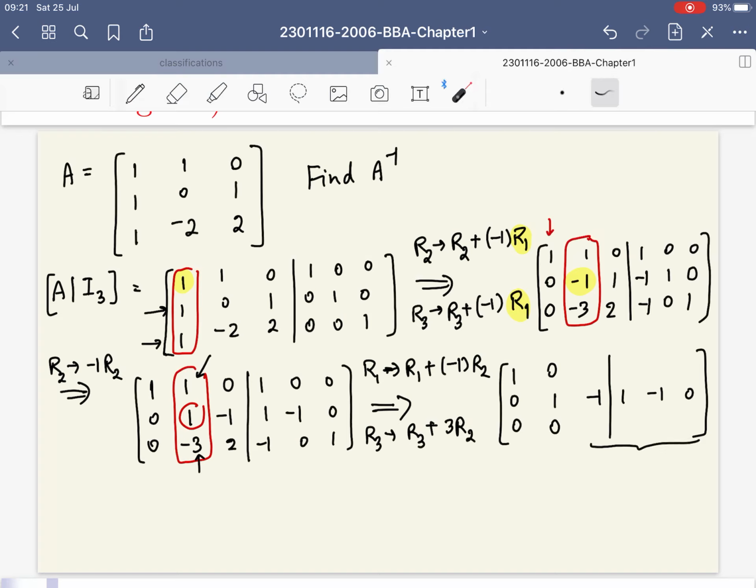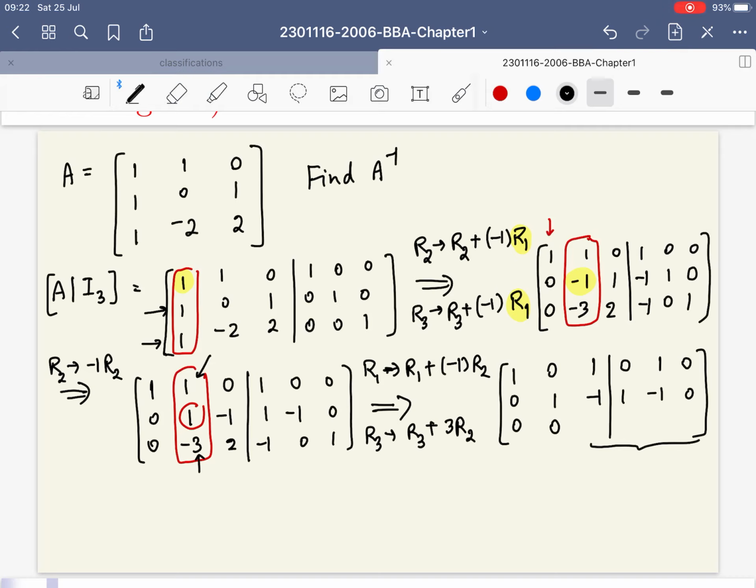So the first one is easy. Your R1 minus your R2, right? Your R1 goes first. So 0 minus negative 1, you have a 1 here. And then 1 minus 1, you got a 0. And 0 minus negative 1, you have a 1 there. And 0 minus 0, you got a 0 there.